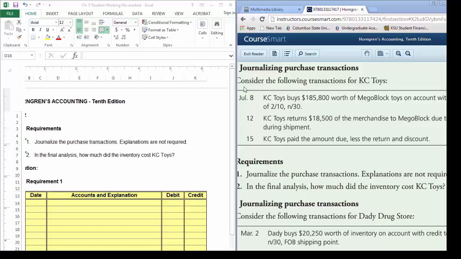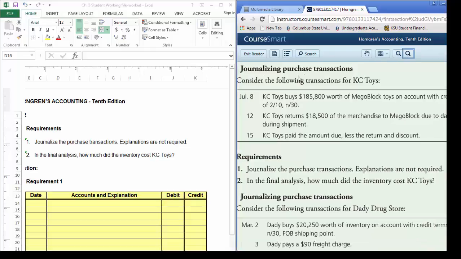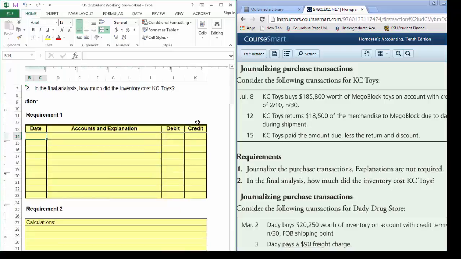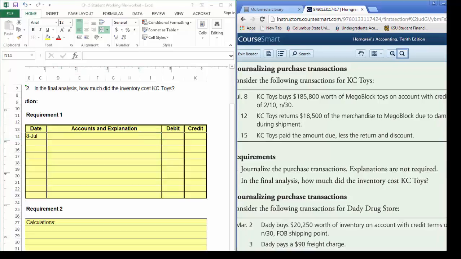So let's look. This is exercise 2 right here. It says, consider the following transactions for KC Toys. What we're going to do is journalize all the purchase transactions here. That's the first thing we're going to do. So on July 8th, they buy $185,800 worth of Mega Block toys on account with credit terms of 2, 10, and 30.